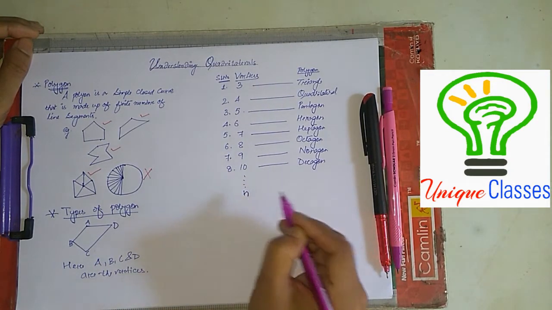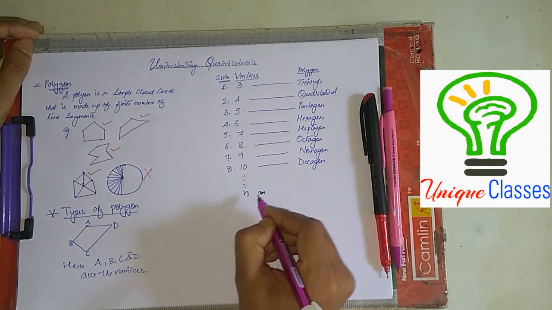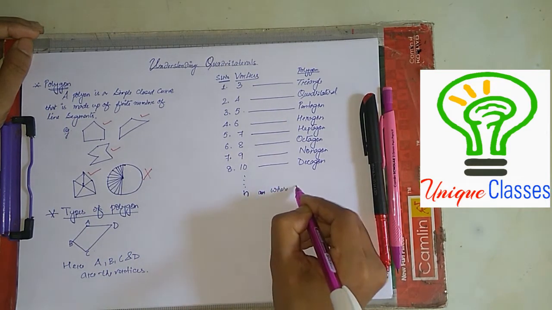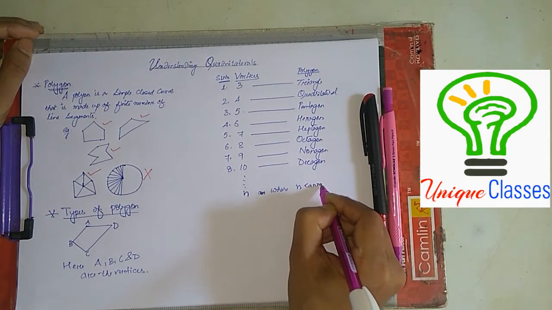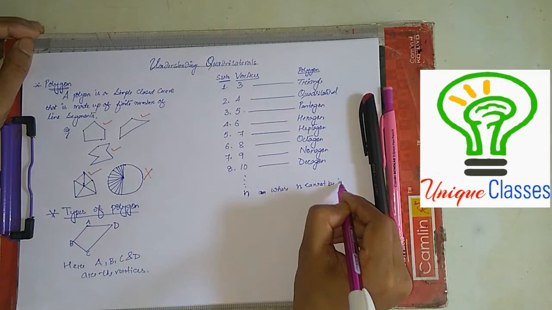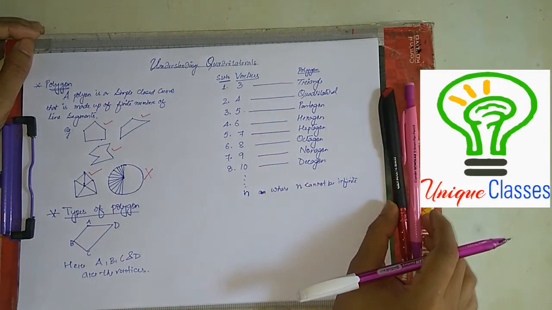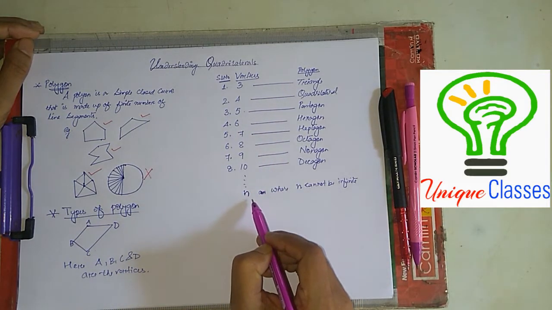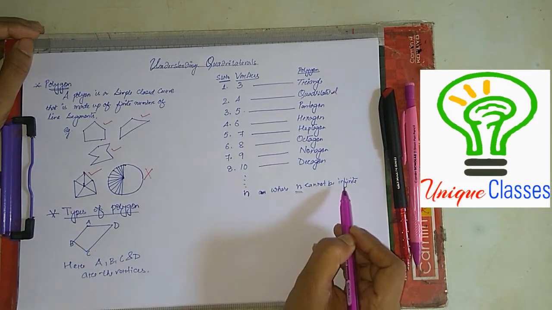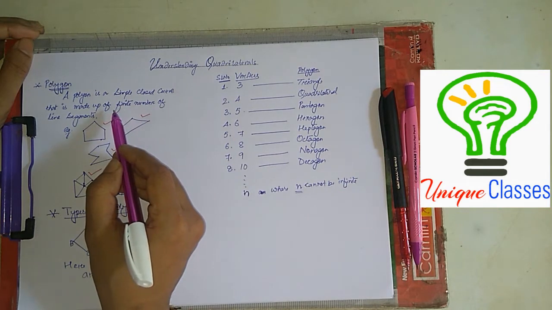It can have up to n vertices, where n cannot be infinite. So polygon can have n number of vertices, but n cannot be infinite. It has to be finite as per the definition of polygon. Okay.